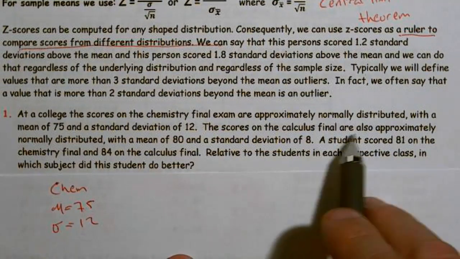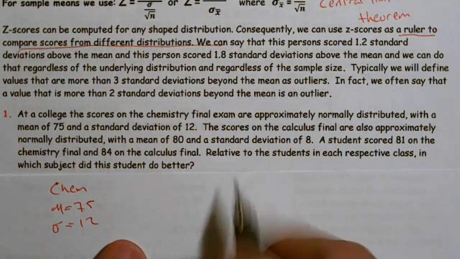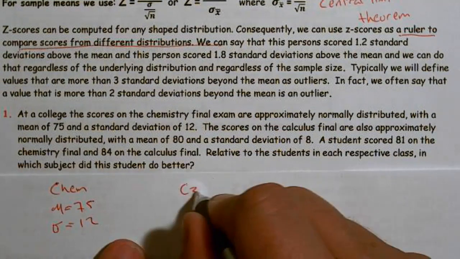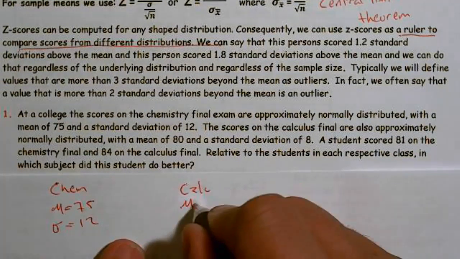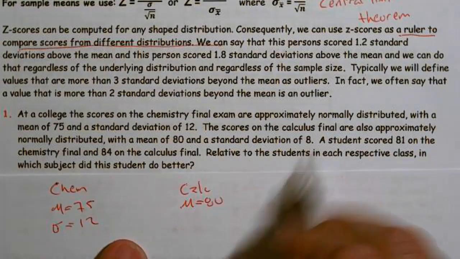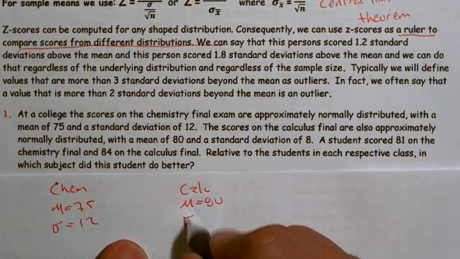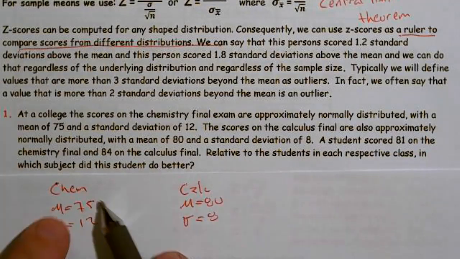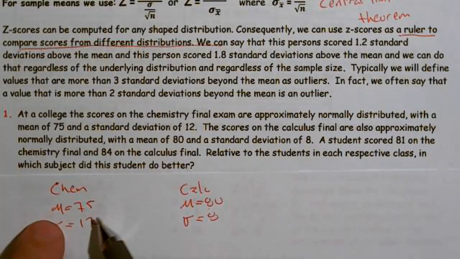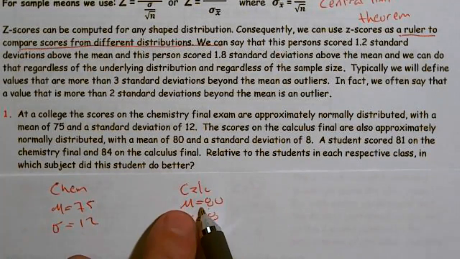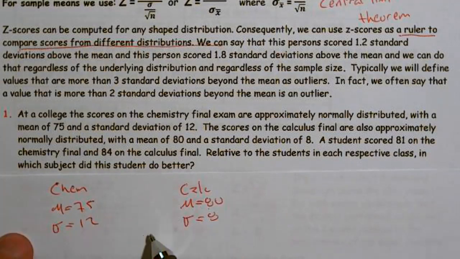The scores on a calculus final are also normally distributed with a mean of 80. So this is on the calc. And they have a mean of 80 and a standard deviation of 8. So we can sit there and say, hey, they have different centers. Chemistry is lower, but has greater spread. This is higher, but has less spread than the chemistry.